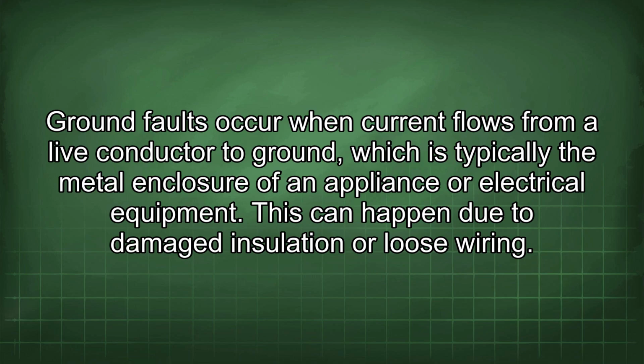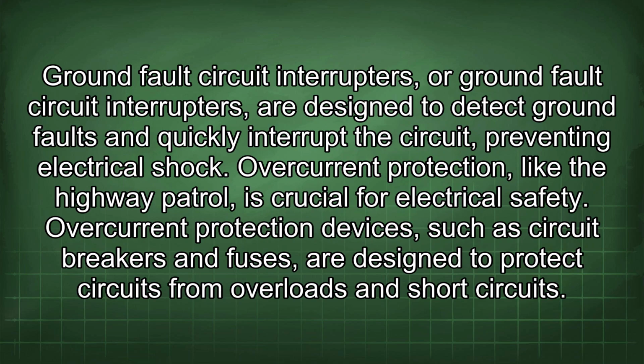Ground faults occur when current flows from a live conductor to ground, which is typically the metal enclosure of an appliance or electrical equipment. This can happen due to damaged insulation or loose wiring. Ground fault circuit interrupters, or GFCIs, are designed to detect ground faults and quickly interrupt the circuit, preventing electrical shock. Overcurrent protection, like the highway patrol, is crucial for electrical safety.